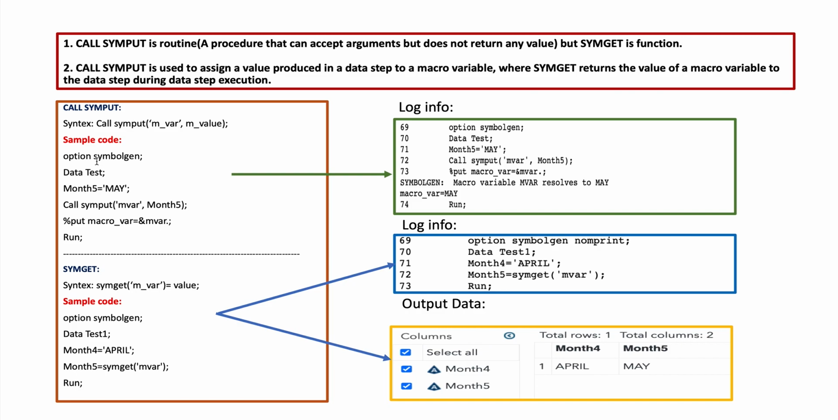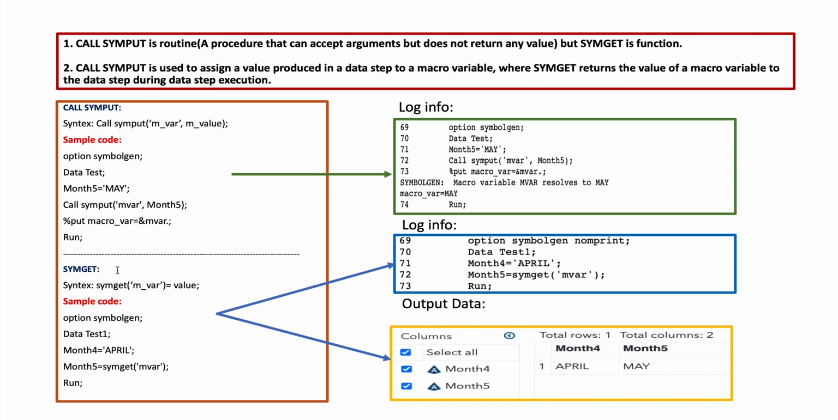When we run this first set of the code, we will get the information in our log window as shown on the right side, first table. Here, symbolgen says that macro variable mvar resolves to May. That means CALL SYMPUT has created the macro variable mvar, and its value is the value of month5, where the month5 value is May.